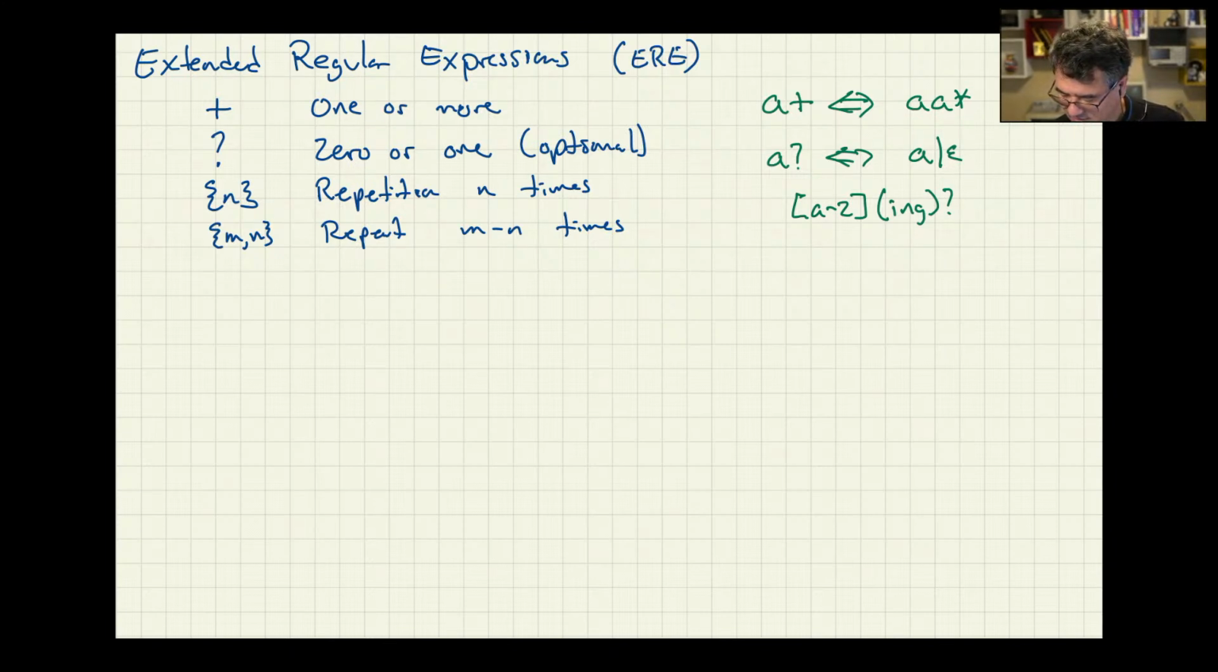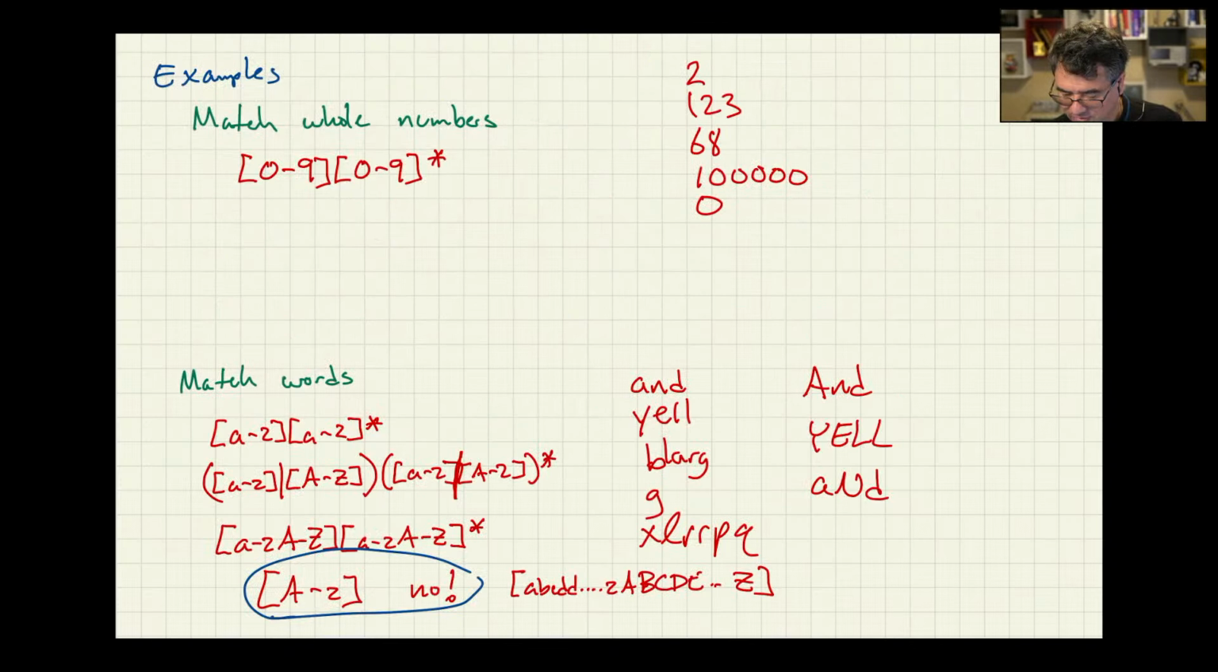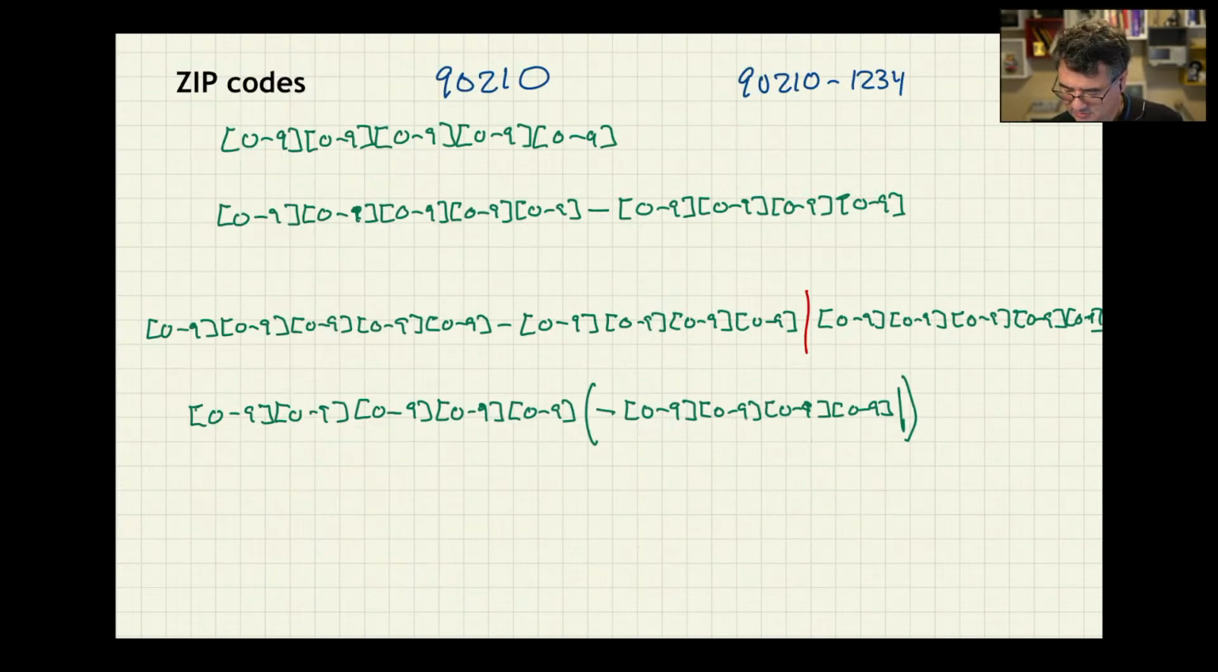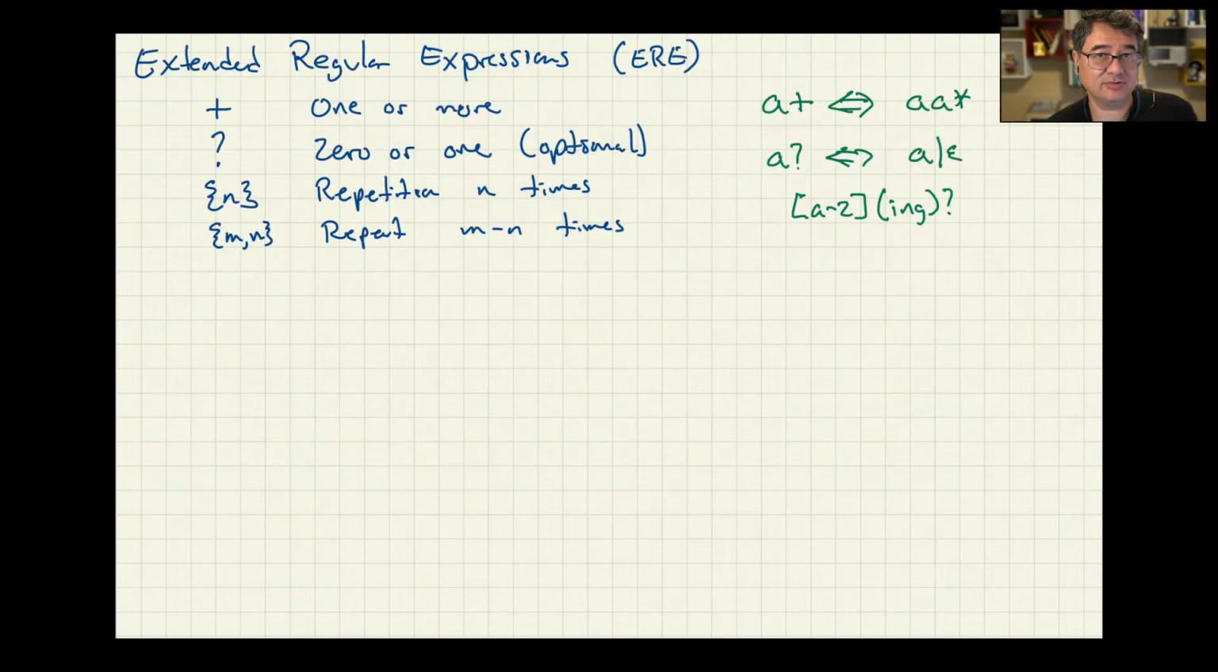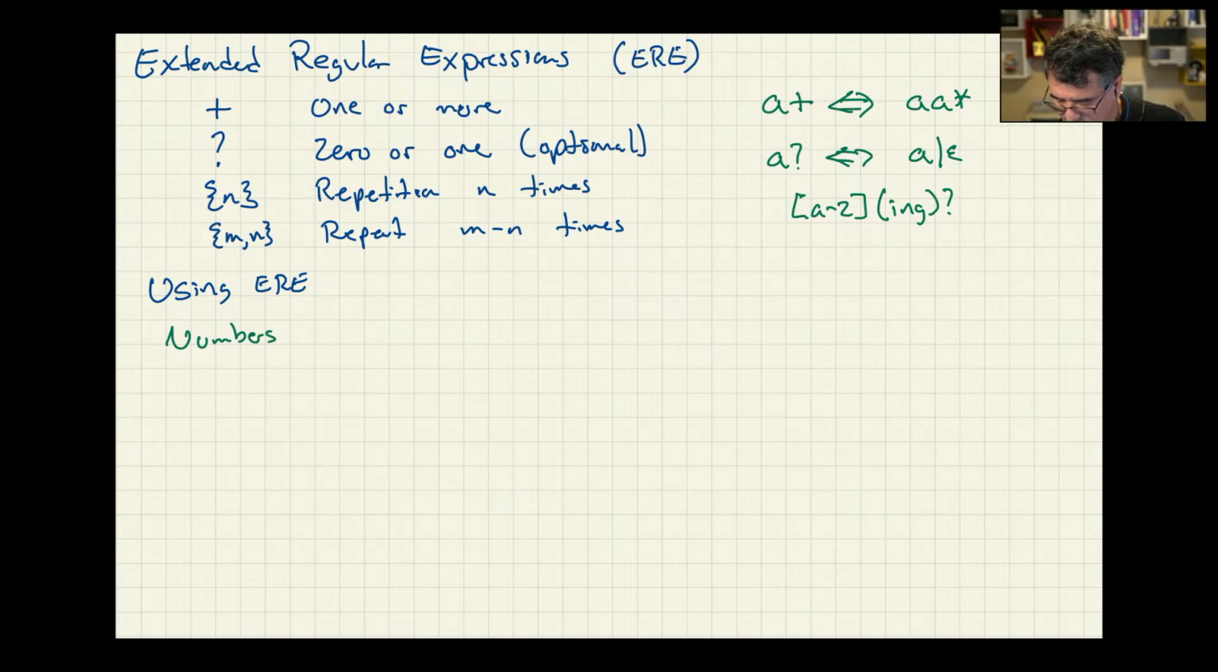Okay, so what we did over here, we did whole numbers, we did words, we did zip codes, and how can they be made simpler using these extended regular expressions? The zip code could use the question mark. Yeah. So here's our numbers. So we had 0 to 9 and then 0 to 9 star. And this can be rewritten as 0 to 9 plus.